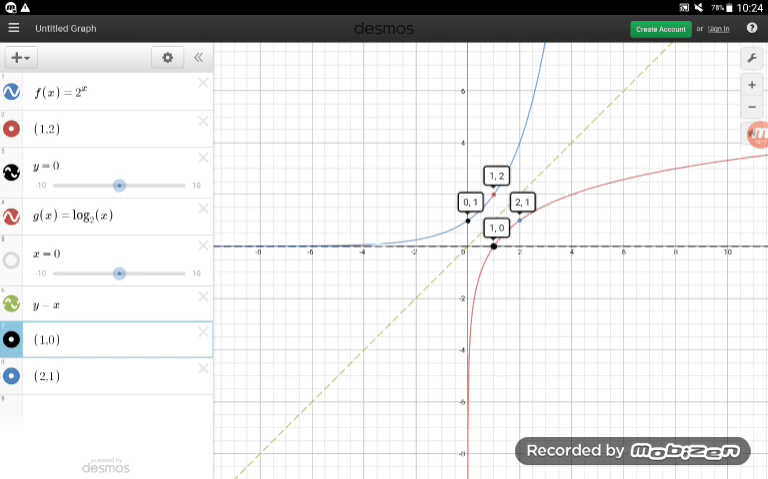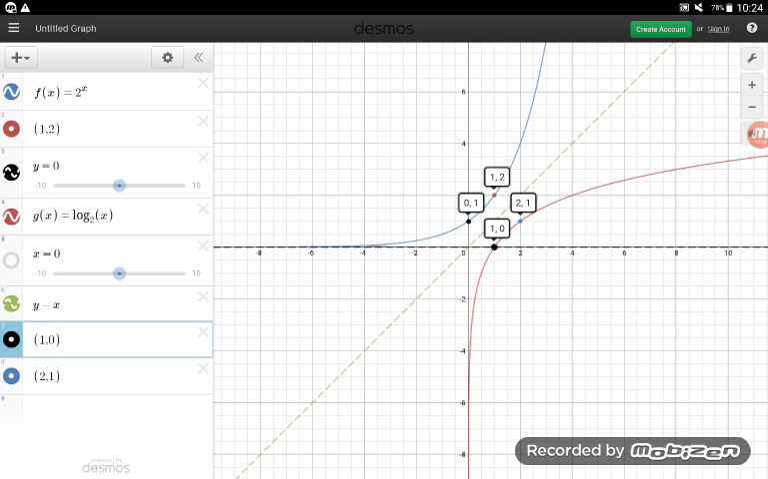And also when we have the inverse, the x and y switch, right? The x and y will switch. So 0, 1 became 1, 0. 1, 2 becomes 2, 1. Right? What do you think about the asymptote? So now I'm going to remove the exponential graph.